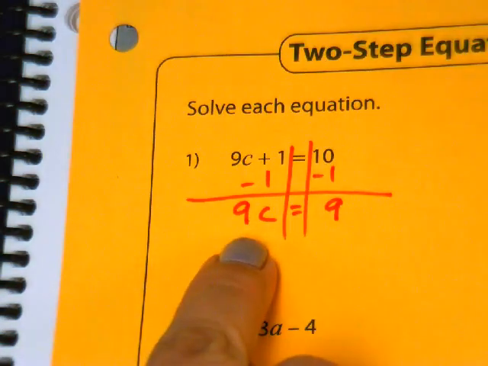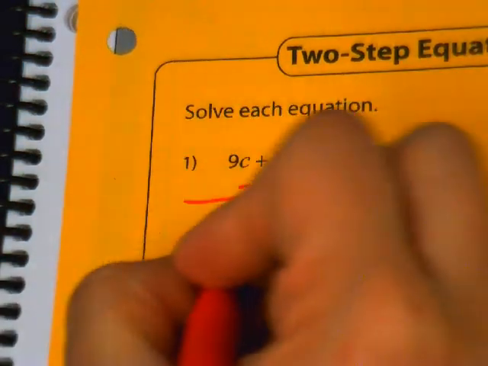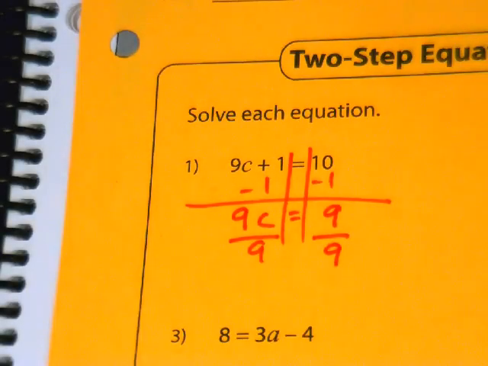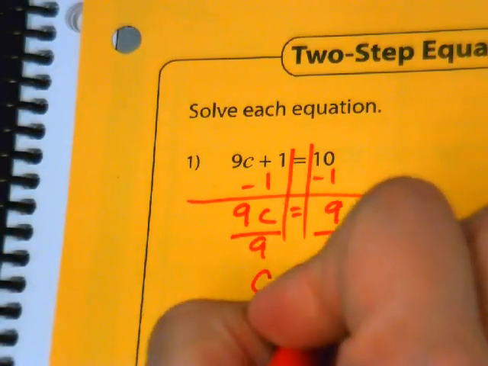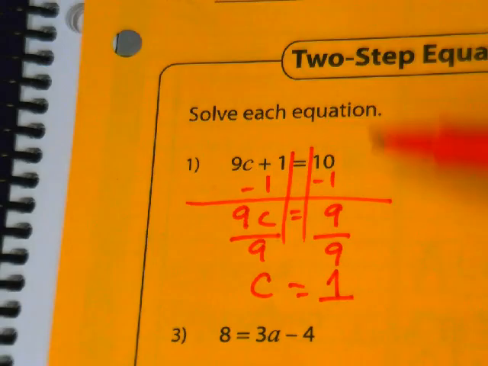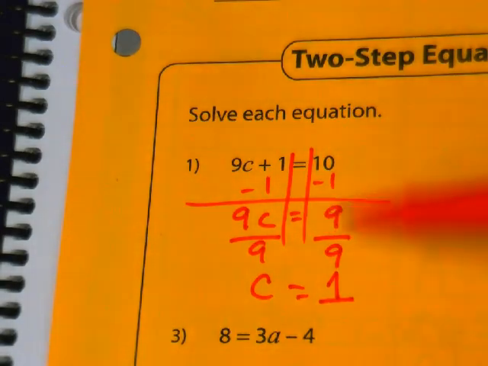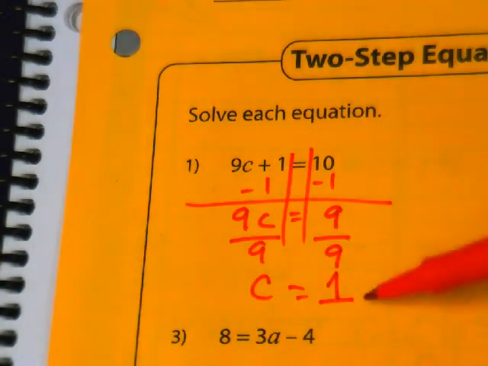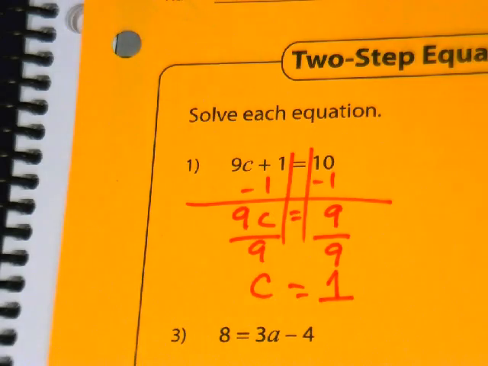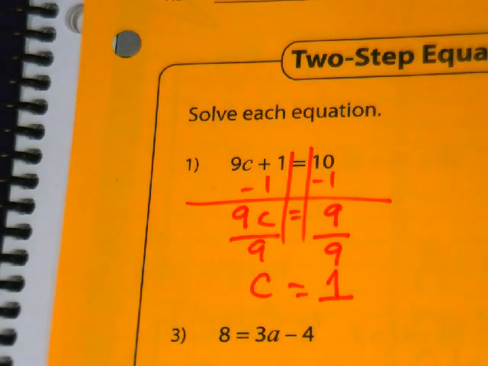How do I move the 9? Yep, by dividing by 9. So c is equal to 1, because 9 divided by 9 is 1. So I clearly see the work, and I clearly see the answer, because what does Miss Emily grade? The work. So make sure we do that.